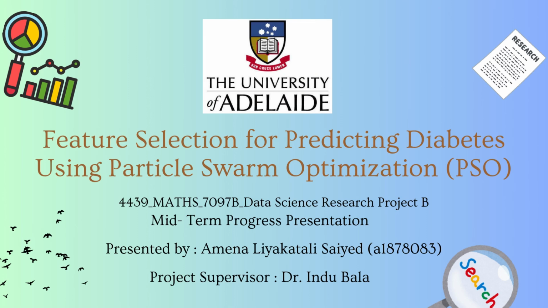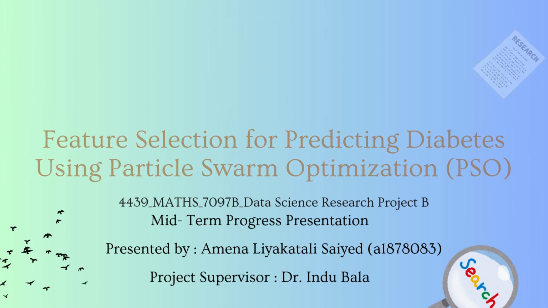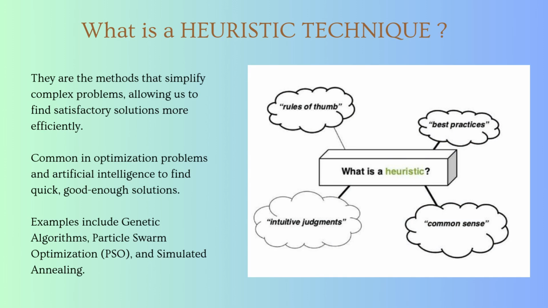I'm excited to share with you my research on using a heuristic technique known as particle swarm optimization to help predict diabetes. We will explore how this technique can help us choose the most important factors from a dataset, making our predictions more accurate and effective. Let me start by explaining what a heuristic technique is.